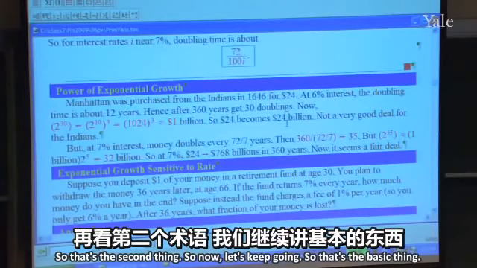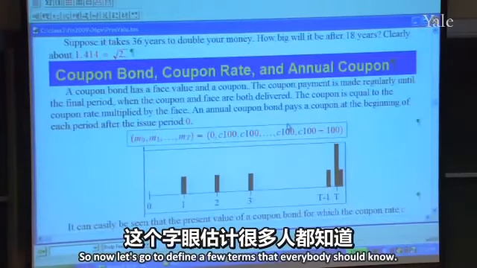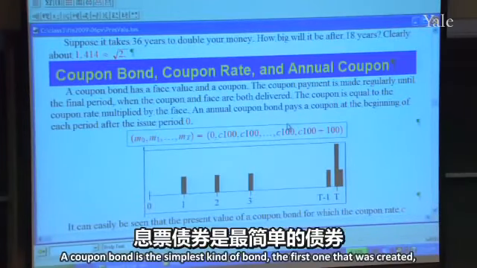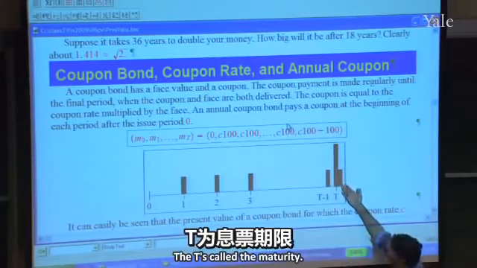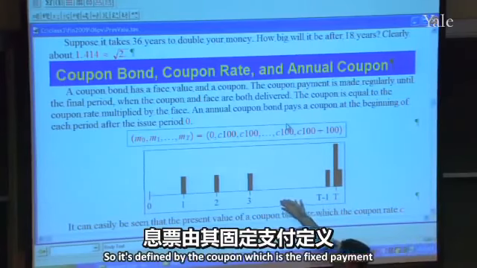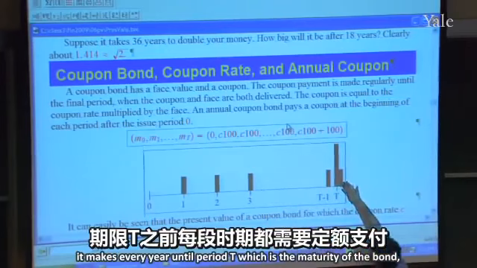All right, so now let's keep going. That's the basic thing. Now let's define a few terms that everybody should know. What's a coupon bond? A coupon bond is the simplest kind of bond, the first one that was created, and it pays a fixed coupon, dollars, every period for T periods. The T is called the maturity. So it's defined by the coupon, which is the fixed payment it makes every year until period T, which is the maturity of the bond.